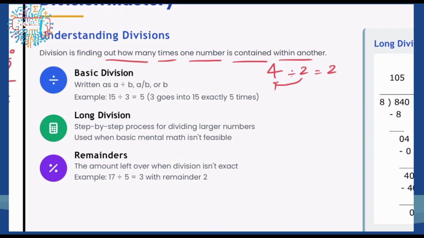So when I multiply 2 by 2, I'm going to reach 4 again. It means that 2 is repeated 2 times inside the number 4. So this is a very simple way of showing the division itself. The way that it is going to be written down is A divided by B, or A over B, like this. It means 4 divided by 2, or 4 over 2. So these are two ways.